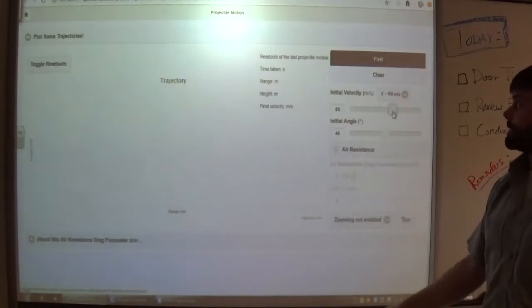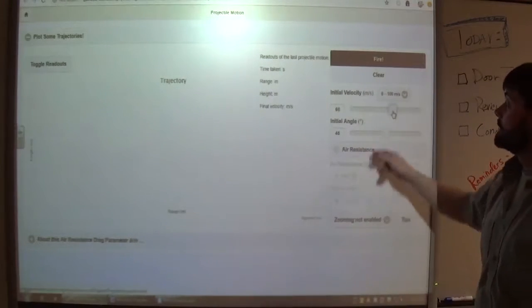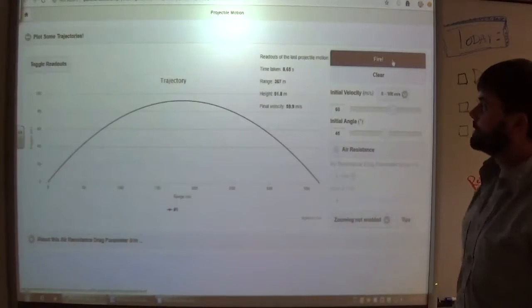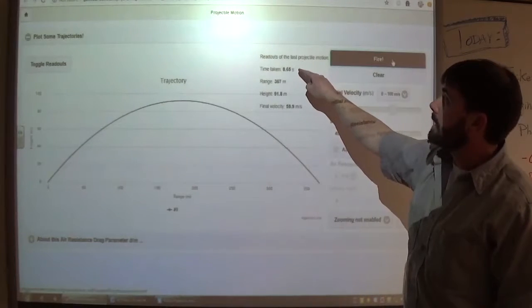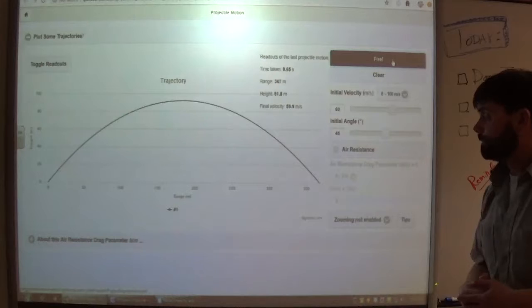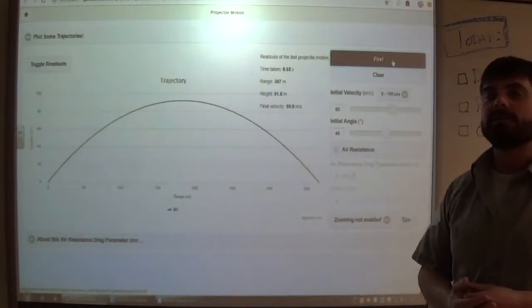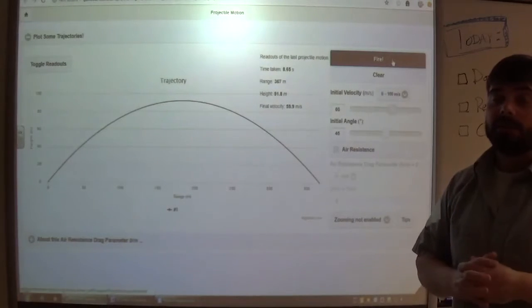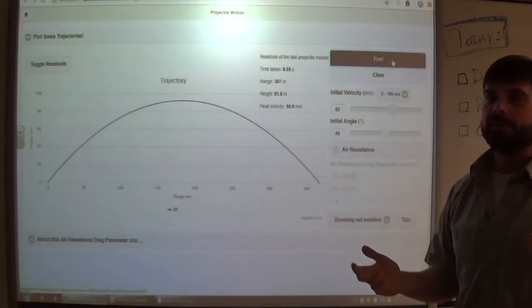But let's just say, for example, you pick your initial velocity and your launch angle, and air resistance is off. You hit the fire button. It will show the path of the projectile, and most of the information you're getting, the readouts, comes from here: the time taken, the range, the height, and the final velocity. So when you go to answer these questions, as long as you're using the simulator, take your time and make observations, you should be able to get most all those answers correct. If you have questions about it, you can certainly feel free to email me, but again, enjoy and have fun.